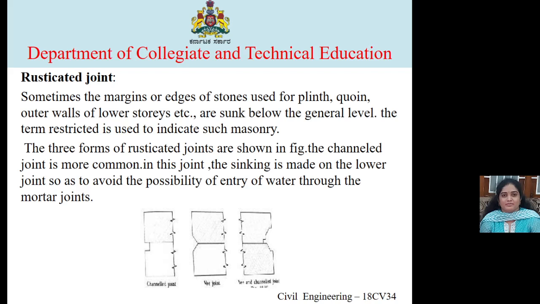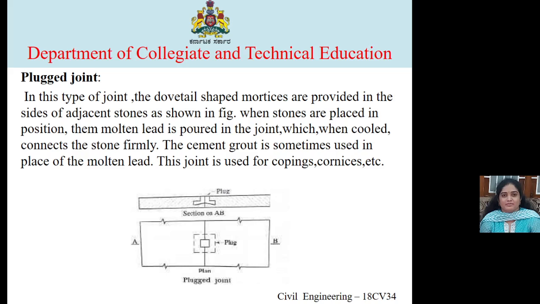Next is called the plug joint. In this type of joint, the dovetail shaped mortises are provided in the sides of the adjacent stones as shown in the figure here. When stones are placed in position, the molten lead is poured in the joint, which, when cooled, connects the stones firmly. The cement grout is sometimes used in place of the molten lead. This joint is used for copings, cornices, etc.